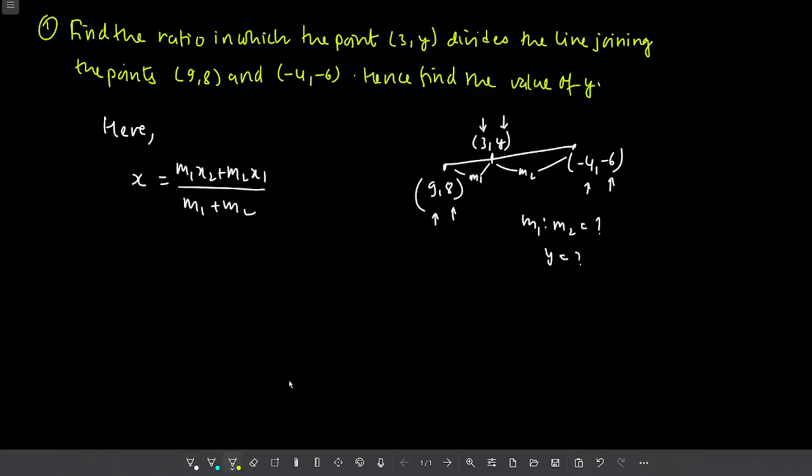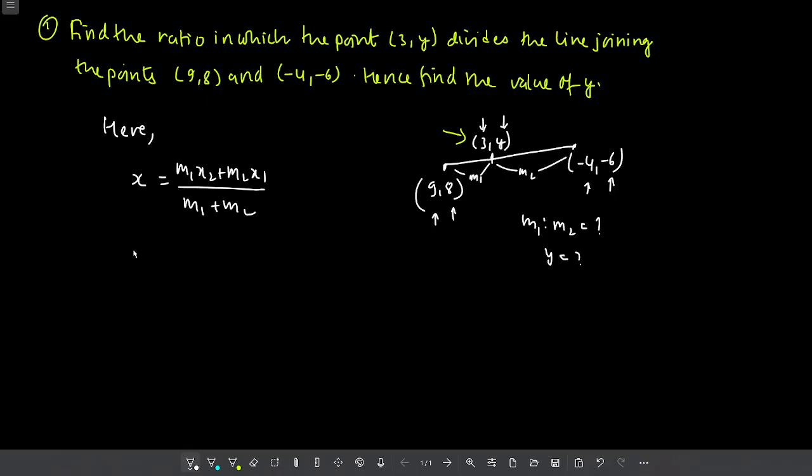In the point 3 comma y, 3 is the known value, and this 3 is the x component. So that is why we have used x. Whenever we are finding the ratio, we need to use the component which is known to us. If the y component is known, we use the formula for y component. If the x component is known, we use the formula for x component.